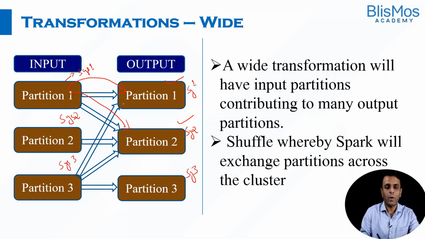So now what is happening here is, because input partition 1 is contributing to the output partition 1 and also to the output partition 2, there is a movement of the data between the systems, right? That is where the shuffle is happening. This is what a wide transformation is.